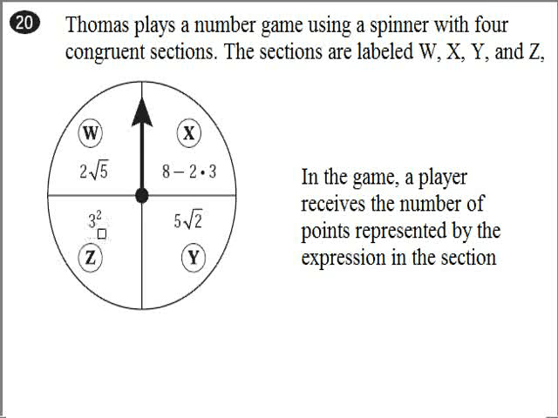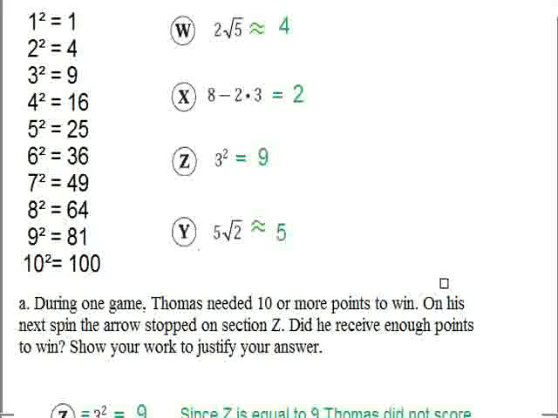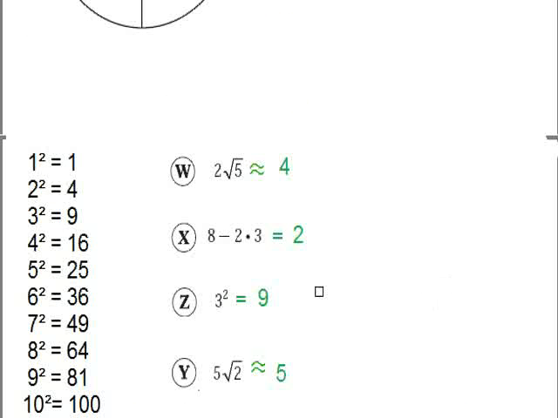So section Z is 9, because 3 squared is 9. Section X, well, 2 times 3 is 6, and then 8 minus 6, that's 2. Well, you can calculate all of these. Basically, I've done it for you right about here.